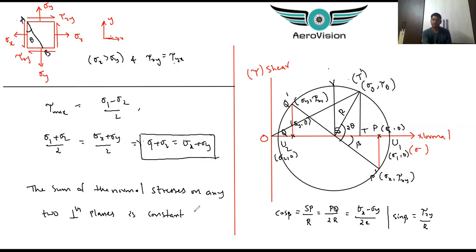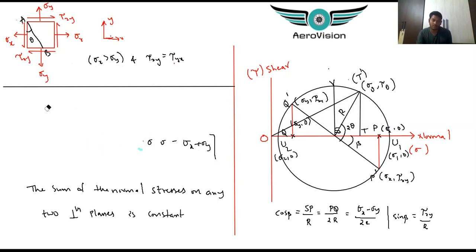If you see the plane SU1, that represents the plane on which the major principal stress is acting. So beta is the angle at which the principal plane is acting in the Mohr circle. So beta by 2 will be the principal plane in the standard element. So let us find out the planes on which the maximum principal stresses are acting.